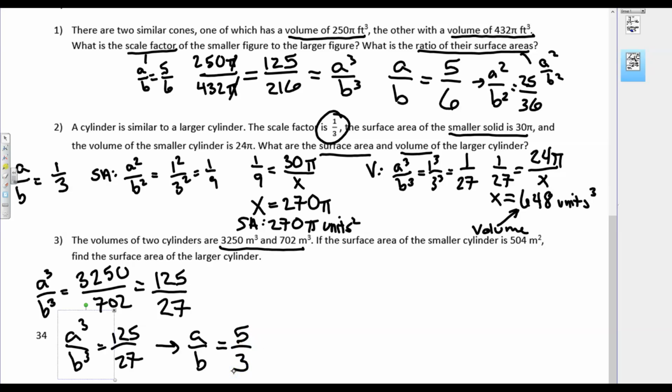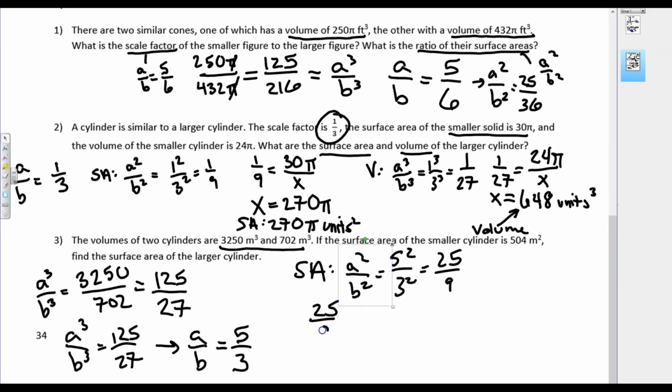That's A over B. But I want surface area, and surface area is a squared concept, so I square both. A squared over B squared is 5 squared over 3 squared, which is 25 over 9. So that's the number I'm going to use in my ratio. 25 over 9 equals another ratio. They tell me the surface area of the smaller cylinder is 504. My smaller number's in my denominator on this ratio, so I need to put the 504 in the denominator on this side. Put x here.